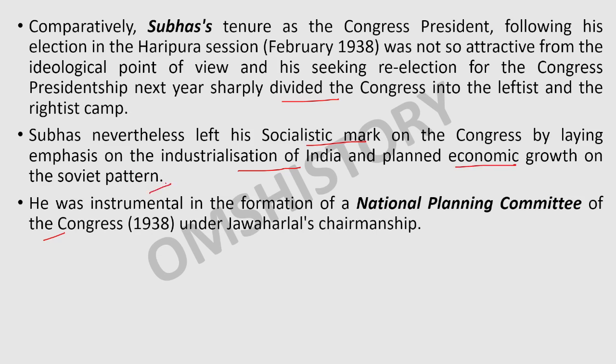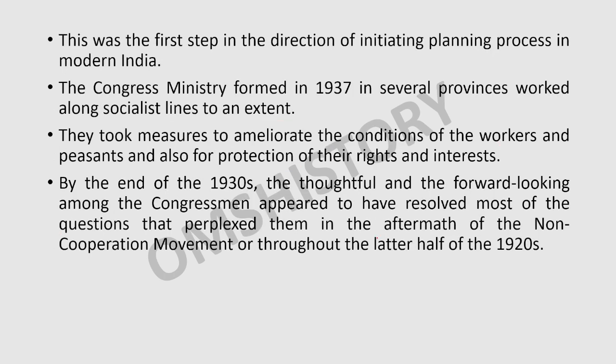He was instrumental in the formation of a national planning committee of the Congress under Jawaharlal's chairmanship. This was the first step in the direction of initiating the planning process in modern India. And the Congress ministry, which was formed in 1937 in several provinces, worked on the socialist line to some extent. In fact, they took measures to ameliorate the conditions of the workers and the peasants, and also for protection of their rights and interests, to better the condition of the workers.